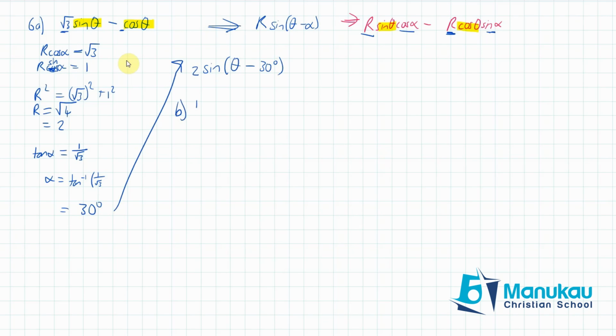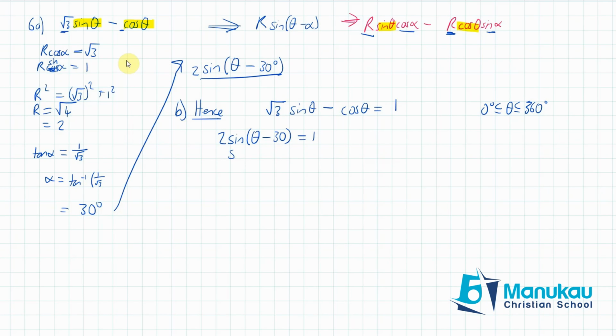Now, it says in part B, hence, which means we're going to use what we've just figured out. We've got to solve square root 3 sine theta subtract cosine theta equals 1, for 0 is less than or equal to theta is less than or equal to 360 degrees. Okay, now the reason that what we've done is helpful is now we have everything in terms of sine. So my next line would be to divide by 2. Then I'm going to go theta minus 30, and I'm going to get my principal value. So theta minus 30 degrees is equal to inverse sine of 1/2, which is 30.